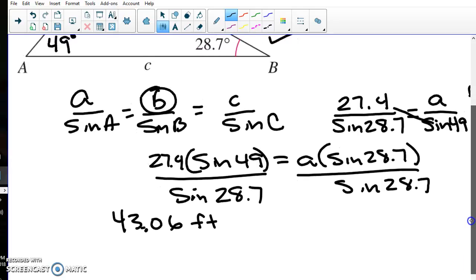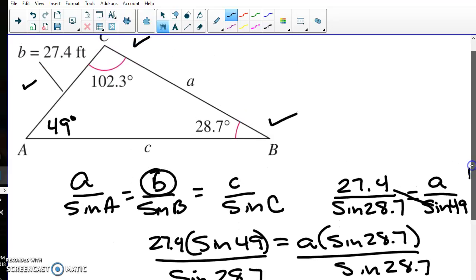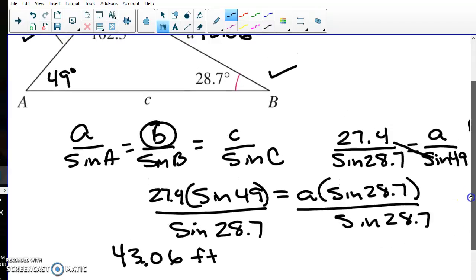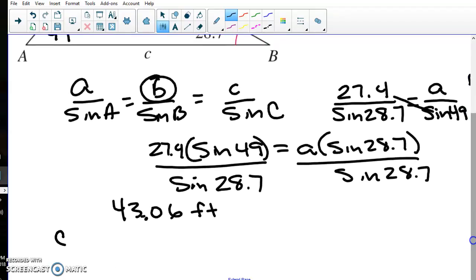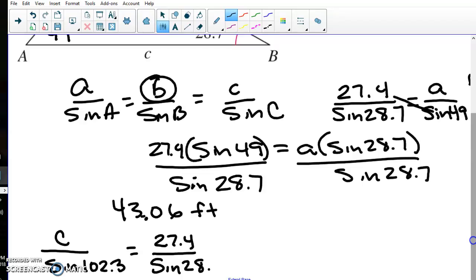We have side A, so let's go 43.06, and we're looking for side C. We have all of our angles, so let's go ahead and set up that ratio. So C is to the sine of C. C we're solving for, and the sine of C, which is 102.3, and that should be equal to, one that we've used already, the side A over the sine of angle A. So we can use that one again.